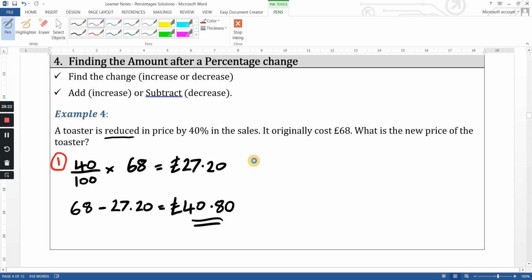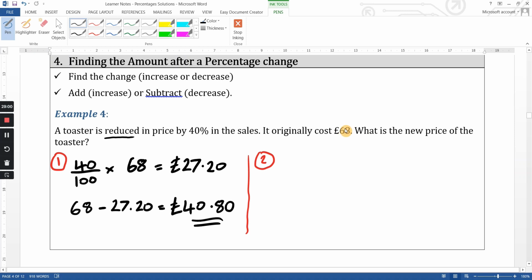Okay, I'm going to show you another way which might be quicker, in fact. And also this second method links into when we do reverse percentages later on, which is essential for not only GCSE but functional skills level 2, definitely very, very important. It does come up quite a lot. So when you reduce something by 40%, what percentage have you actually got? You're left with 60%, isn't it?